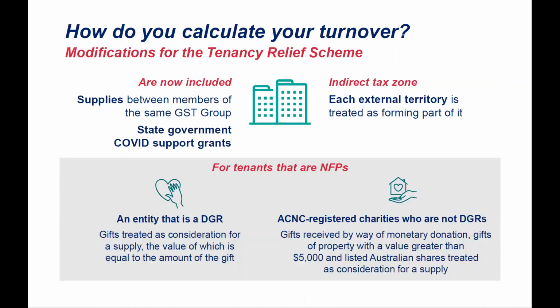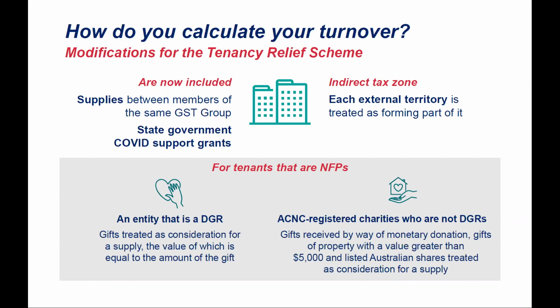So, modifications to the definition of GST turnover for the tenancy relief scheme. The regulations require additional specific amounts to be included in GST turnover for the purposes of the decline in turnover calculation that would not ordinarily be captured by the standard definition in the GST Act. For example, supplies within a GST group. When supplies are provided between members of the same GST group, usually they're excluded from the BAS, but in terms of calculating GST turnover for the decline in turnover test, they are included.